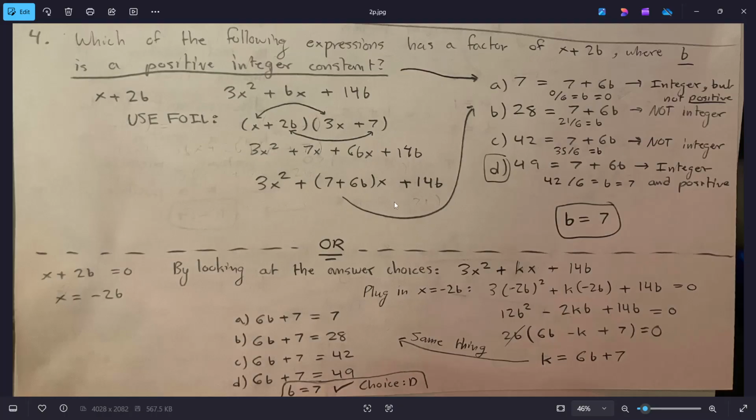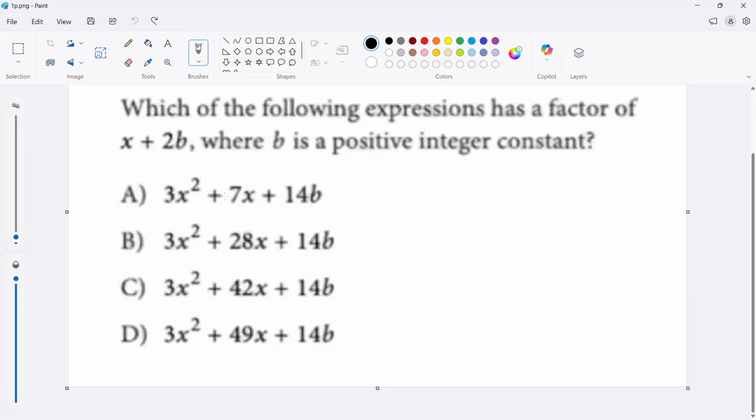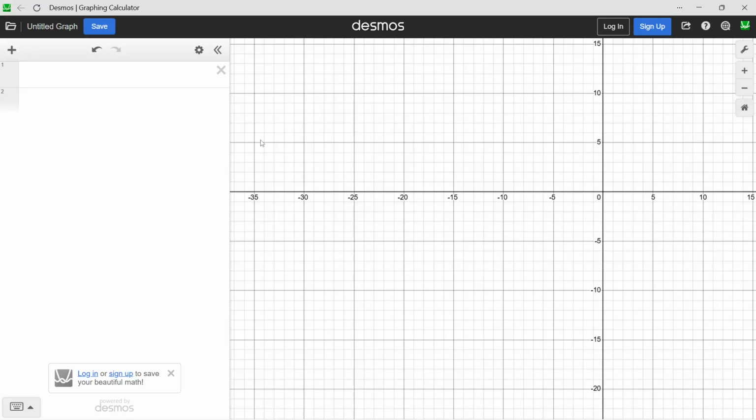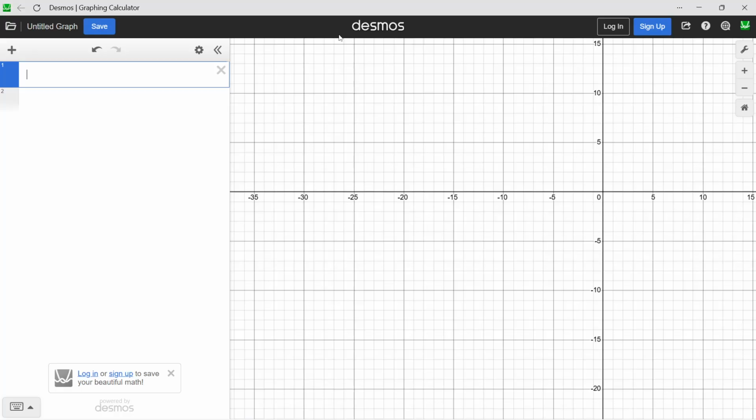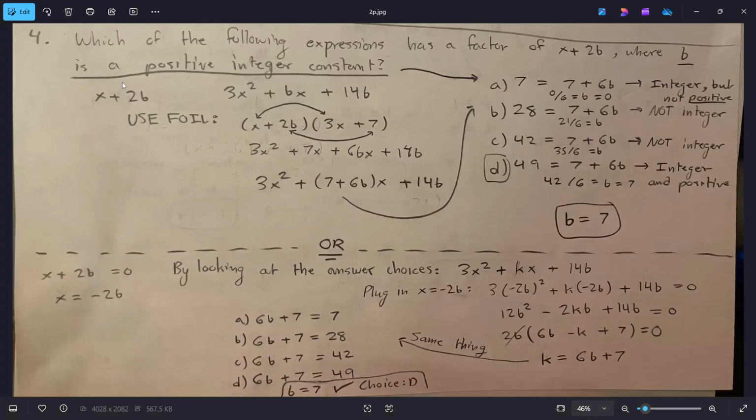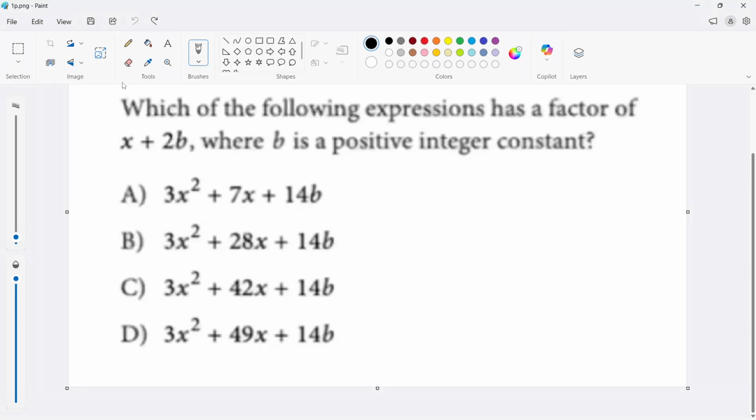And then you can FOIL those, multiply them together, and you end up with 7 plus 6b has to equal the term in front of x. Then you can just check it against each one of these, 7, 28, 42, 49, and b has to be a positive integer. Yes, you can do this in Desmos, and it will save you some time. 7 plus 6b equals c, and then I'll put in these different values: 7, 28, 42, 49.